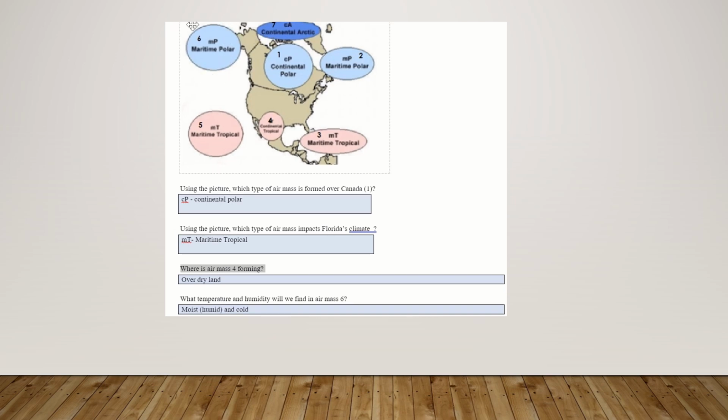So let's go up to 6. First, let's figure out the temperature. It's blue, and it's way up here above Canada. And in fact, here's Alaska. So we know it's going to be cold. And it's over mostly water. All of this around it is water. So we have our maritime polar, cold and wet.